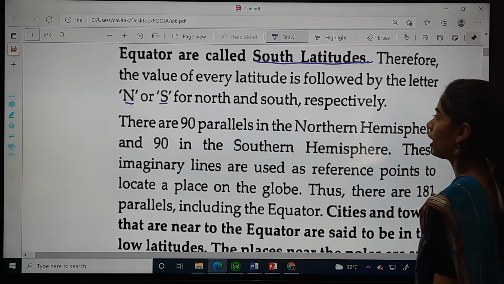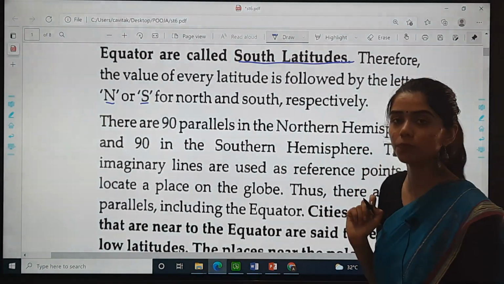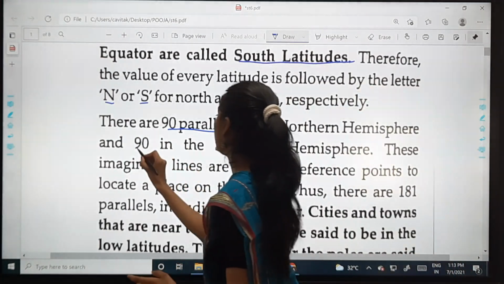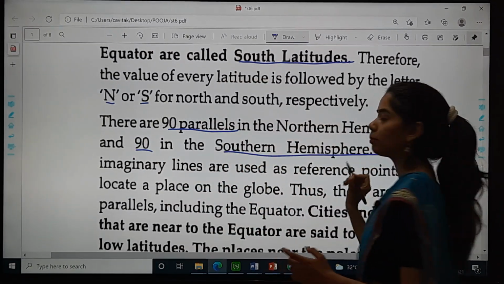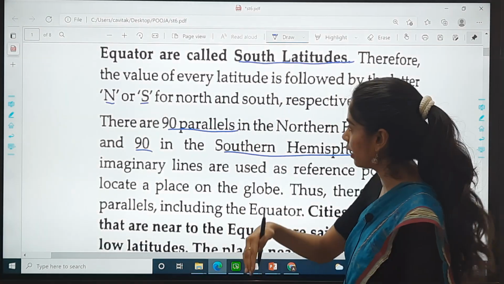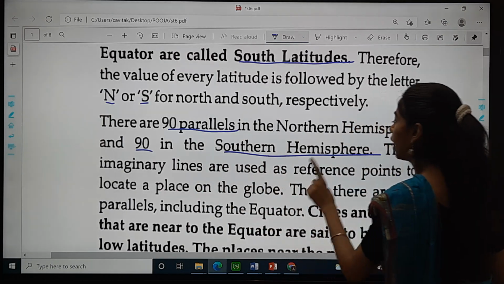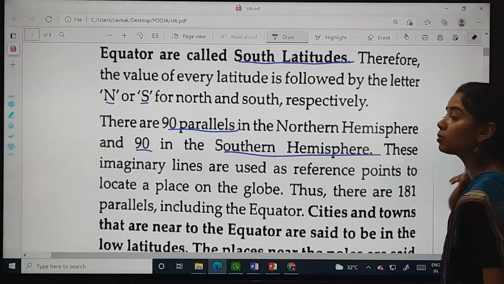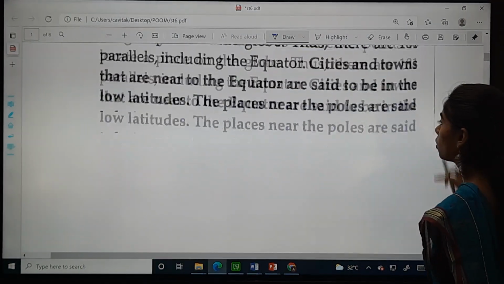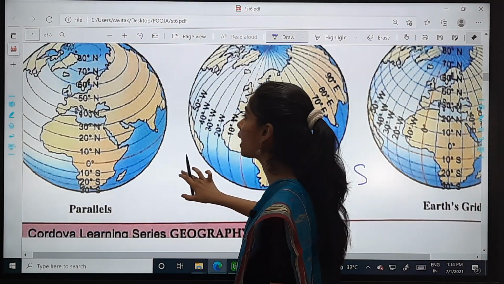Okay children. Now there are 90 parallels in the northern hemisphere. How many? 90. And 90 in the southern hemisphere. That means how many are there in both? Equal parallels. 90 in northern and 90 in southern hemisphere. These imaginary lines are used as reference points to locate a place on the globe. Okay, so what are these imaginary lines used for? To locate a place on the globe.